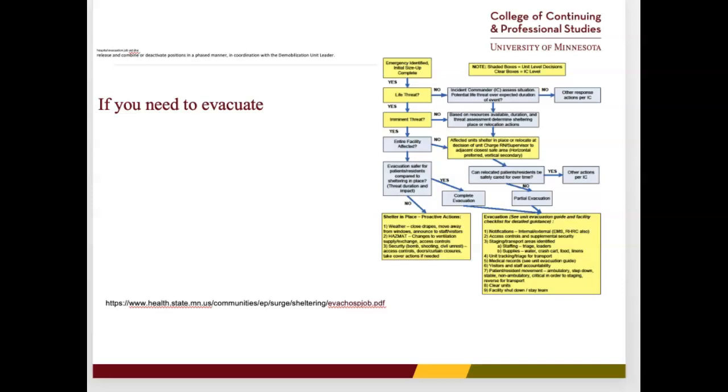So take a look at this at your leisure. You can also see that you might be able to shelter in place, as we've talked about, or you might need to evacuate. And then you look through those 9 steps to see what you might have to accomplish over the course of this incident or disaster.